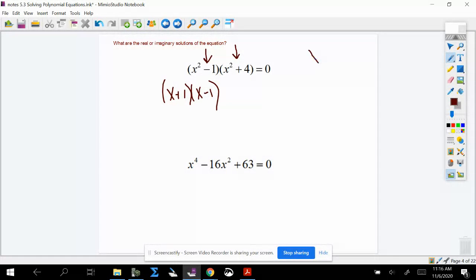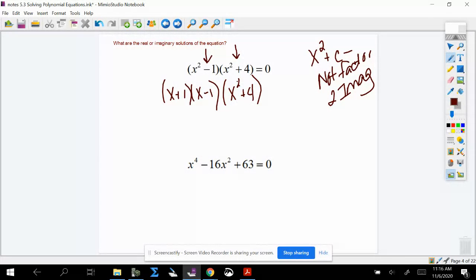If it is x squared plus a number, even if that number is a perfect square like 4 is, it will not factor ever. There's no such thing as the sum of squares. Not only that, it will always result in imaginary solutions. If you were to graph x squared plus 4 in your calculator, it would never touch or cross the x-axis. So therefore, when I write my solutions, from here I get two solutions, positive 1 and negative 1. But from here, I only have imaginary. So I'm going to make a note of that, that's another situation where I could have imaginary.